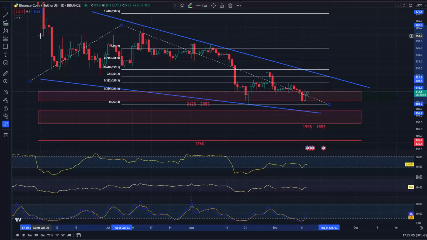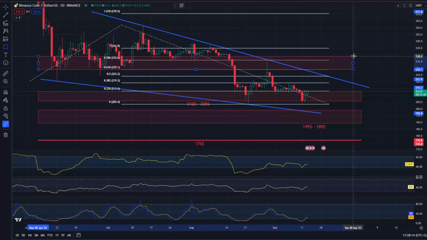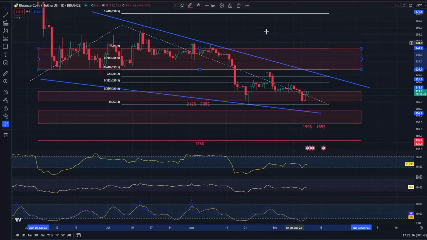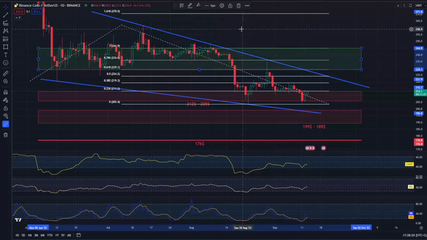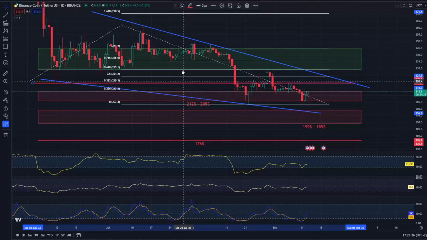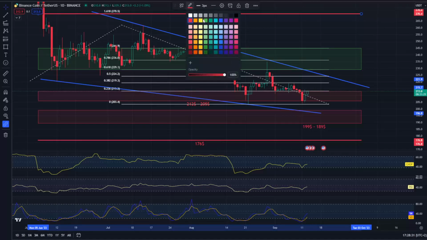Looking the other way, we can similarly determine the resistance areas that the price must face. And here it is worth marking the main strong resistance zone from $229 to $244. Only when the price goes above it and tests positively will we see an increase to the area of strong resistance at $270.